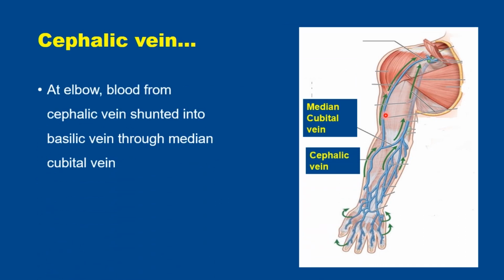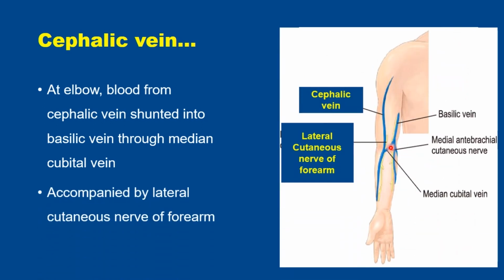Then at the elbow, blood from the cephalic vein is shunted into the basilic vein through the median cubital vein, and it is accompanied by the lateral cutaneous nerve of the forearm. This is the lateral cutaneous nerve of the forearm.